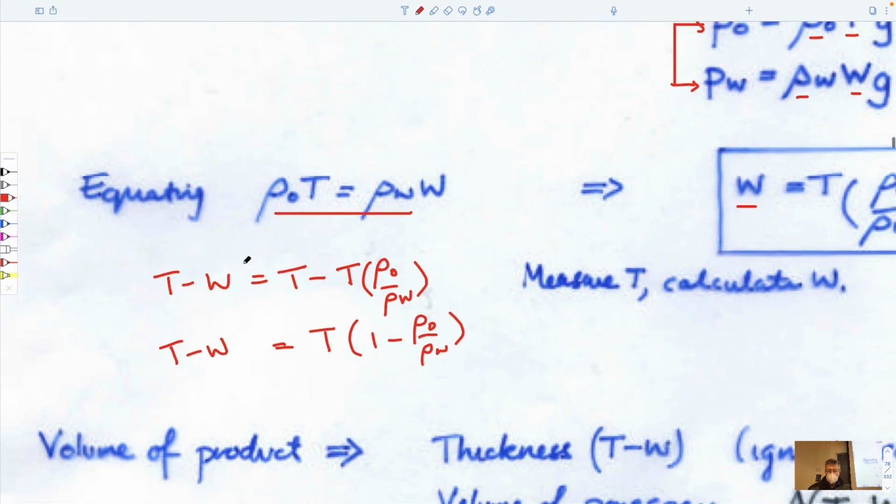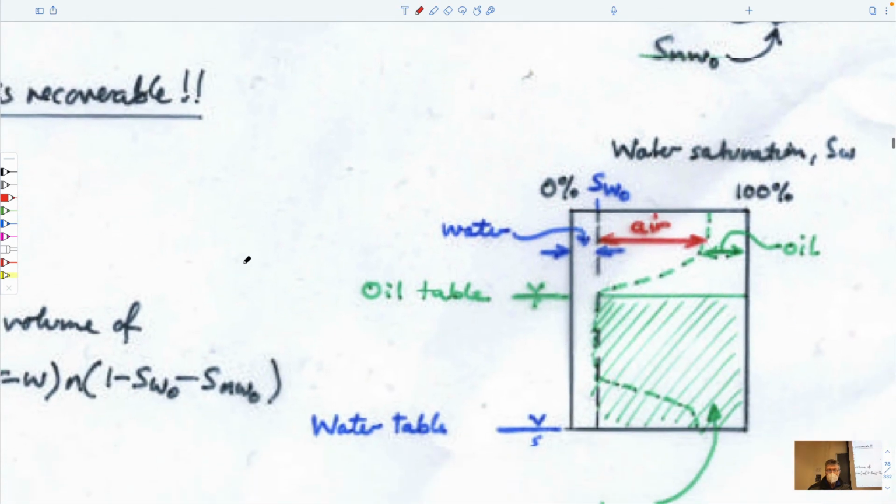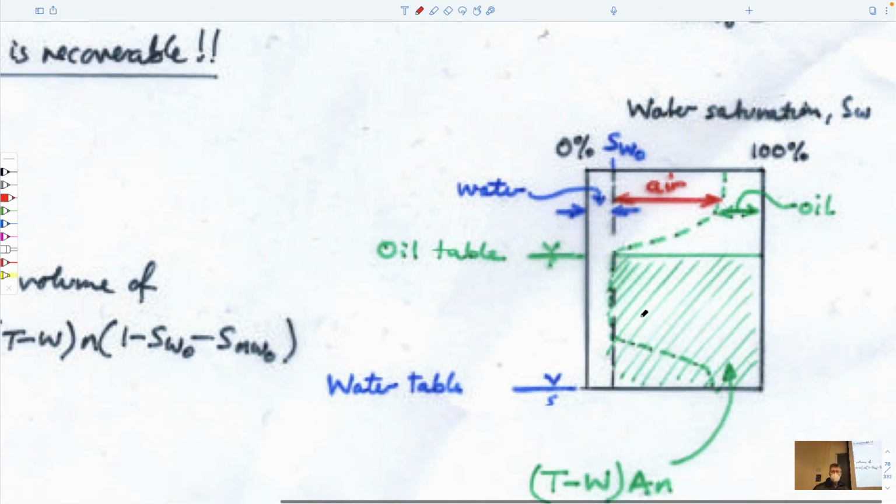What's the best way to explain it? Well, you know this. It would look something like this. This would be our profile. So this would be the water table at the bottom. This would be as far as it goes up. So this, I guess, would be T minus W. So this is in the aquifer.